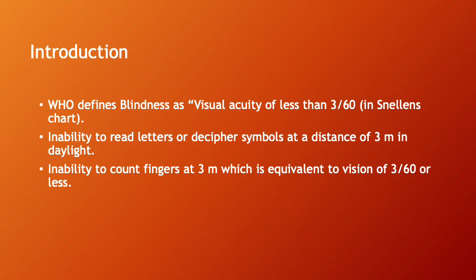Coming to the definition of blindness, WHO defines blindness as visual acuity of less than 3/60 using Snellen's chart, or inability to read letters or decipher symbols at a distance of 3 meters in daylight, or inability to count fingers at a distance of 3 meters, which is equivalent to a vision of 3/60 or less.